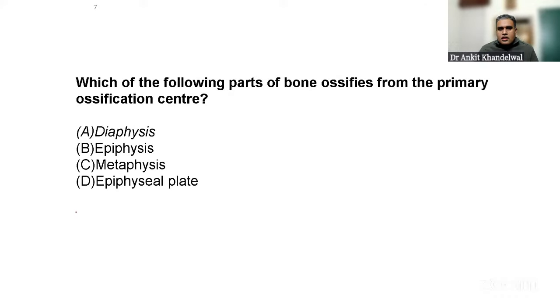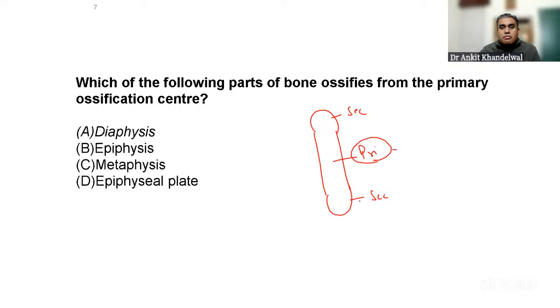Okay. Next question. Which of the following parts of bone ossifies from the primary ossification center? So as we were discussing, know that there's a long bone and there are the two ends. The ends are coming from secondary center of ossification. The primary center of ossification is somewhere over here, right in the middle of the bone, and that refers to the diaphysis over here. Okay, that comes the question.